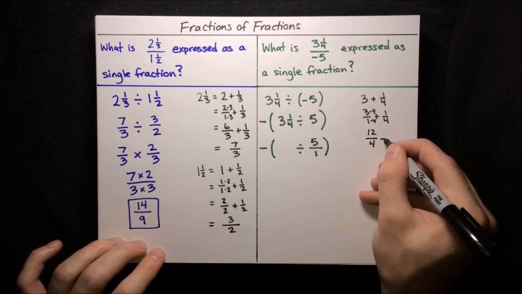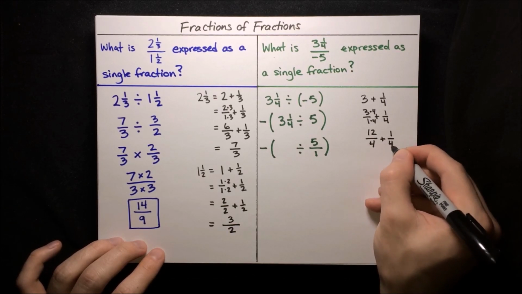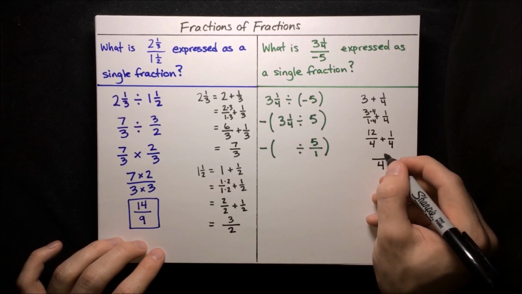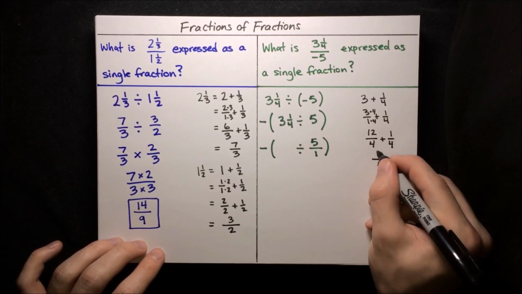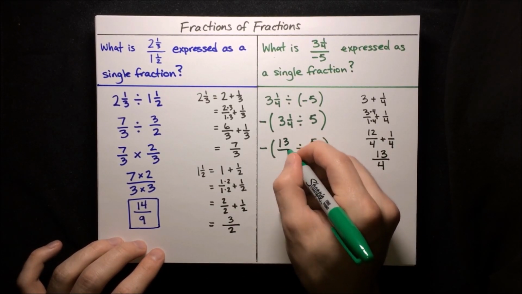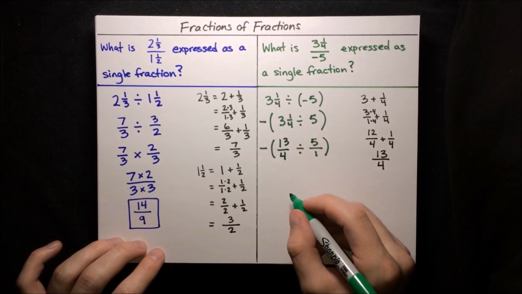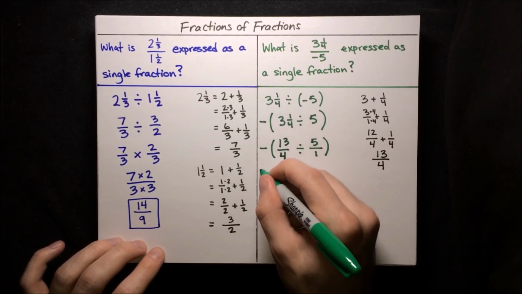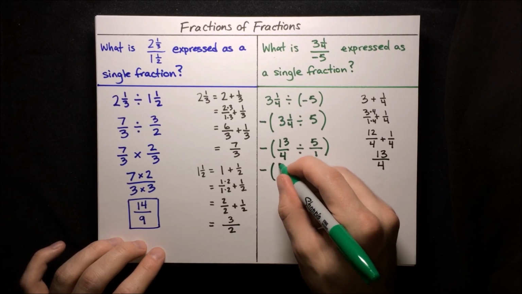So 12 over 4 plus 1 over 4. Denominators are the same now, so we can go ahead and add straight across the numerator. 12 plus 1 is 13. So this is 13 over 4. That's the improper fraction for the mixed number 3 1/4. All right, finally now we can go ahead and turn this into a multiplication problem.